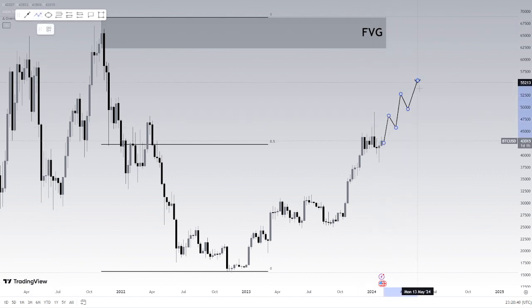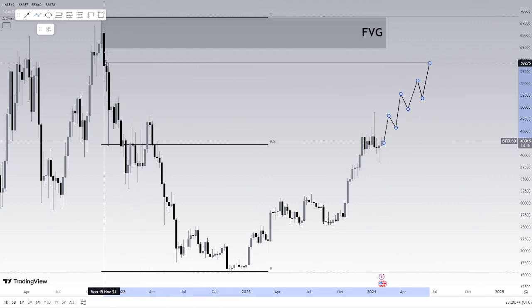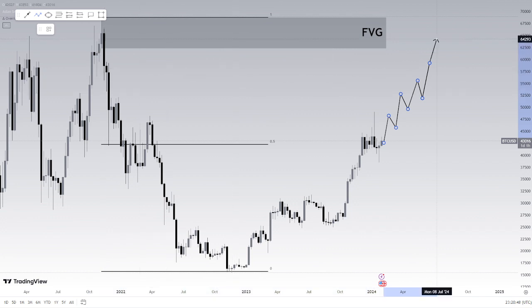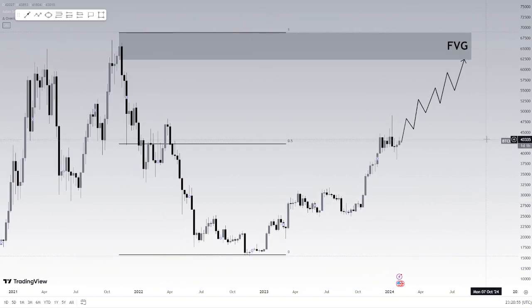We expect price to give us a healthy correction, sweeping the liquidity over here, mitigating the fair value gaps and refilling orders, and eventually getting up to this zone over here, right? Getting up to this zone over here. So that's how you use ICT concepts on the higher time frames to build your narrative.